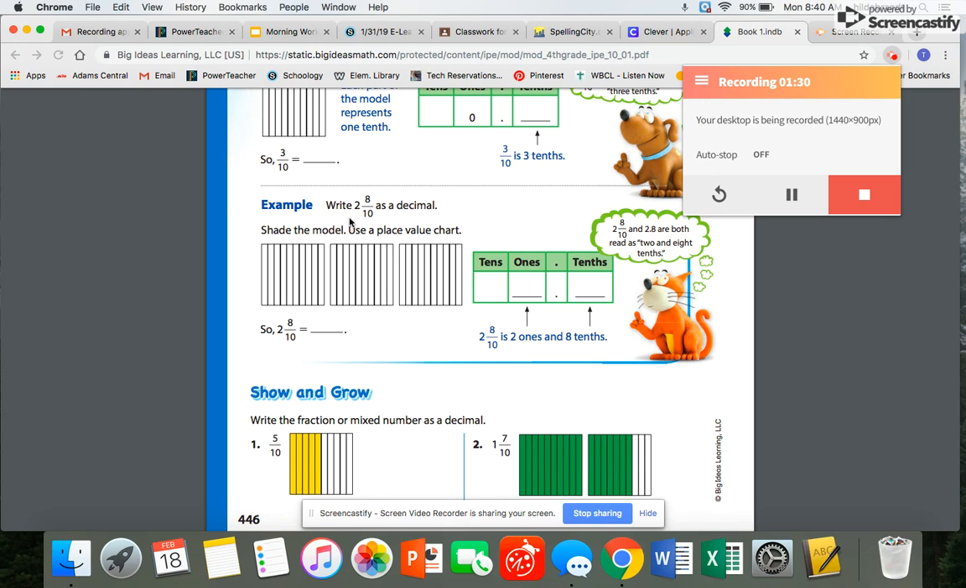You can do this with mixed numbers as well. If you were to shade 2 and 8/10, you'd need to shade this whole piece in. There's 1. Shade in this whole piece. That's 2. And what do you think you'd shade in on this one? It says 8/10. You need to shade in 8 parts out of 10. So 2 and 8/10 is a mixed number.